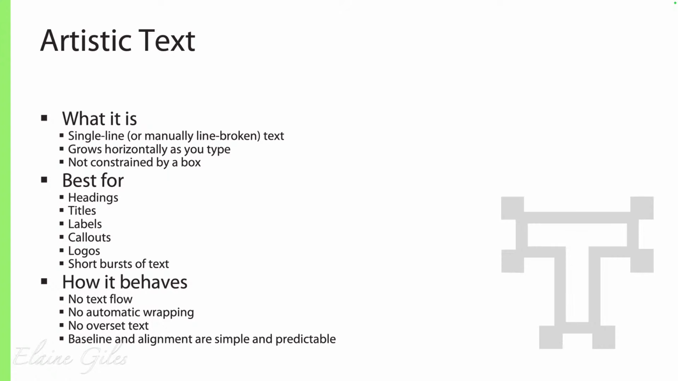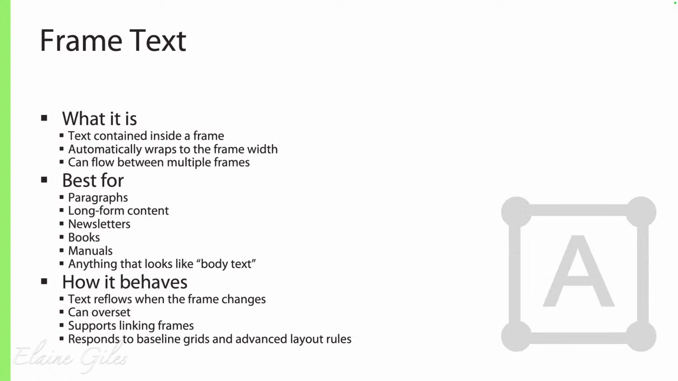You would not really use artistic text for an entire page or multiple pages of text. It tends to be a single line, and as you keep typing, it just keeps going. So it isn't really constrained by a box. But it does have benefits in terms of if you want to trim the text down, so really squish it up so you get a kind of condensed look, then artistic text is a very easy and fast way to do that. But artistic text, not really what we're looking at today, because we're looking at text styles, so it's going to mainly be frame text.